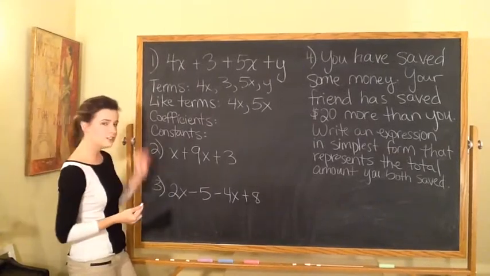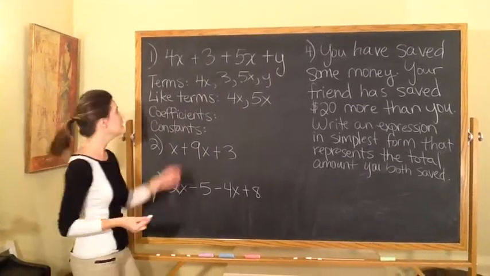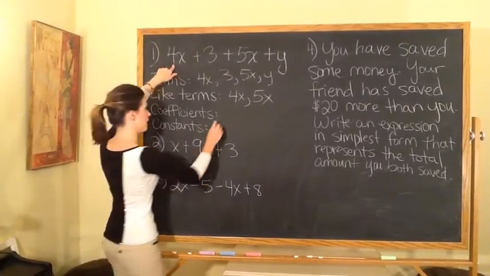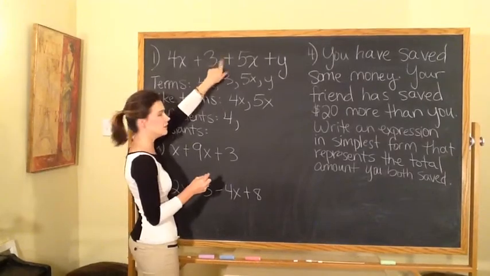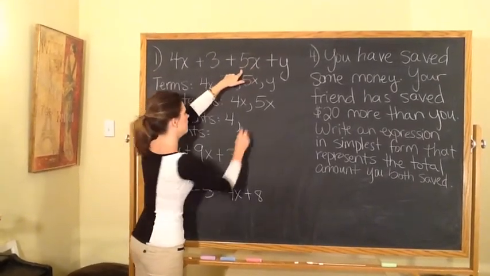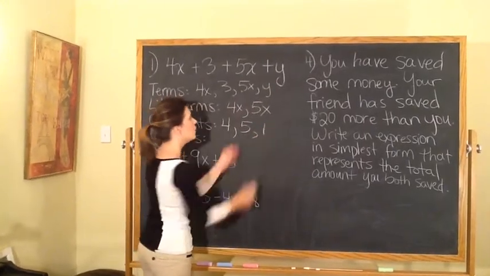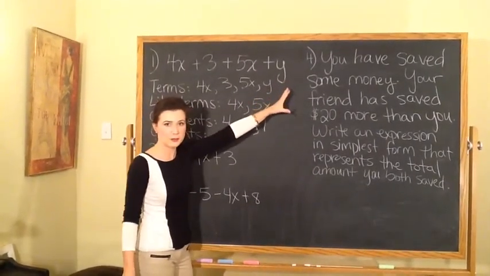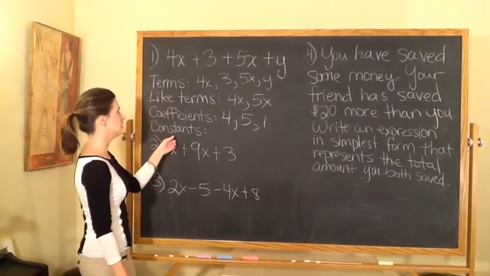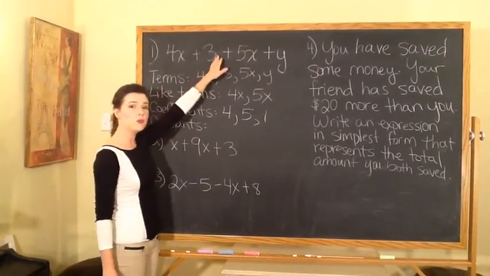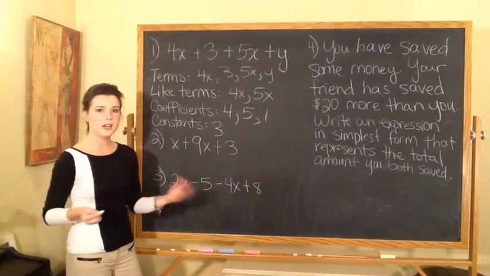Alright, let's go ahead and list our coefficients. So the coefficients are the numbers that come before variables. So we have one coefficient here, so we have 4. We have, that's a constant, so that's not a coefficient. We have 5, and then we have 1, because 1 is always the coefficient if there's no other number before the variable. Then we need to go ahead and identify the constants. So in this example, we only have 1, and that is 3, because it's the only number without a variable attached.